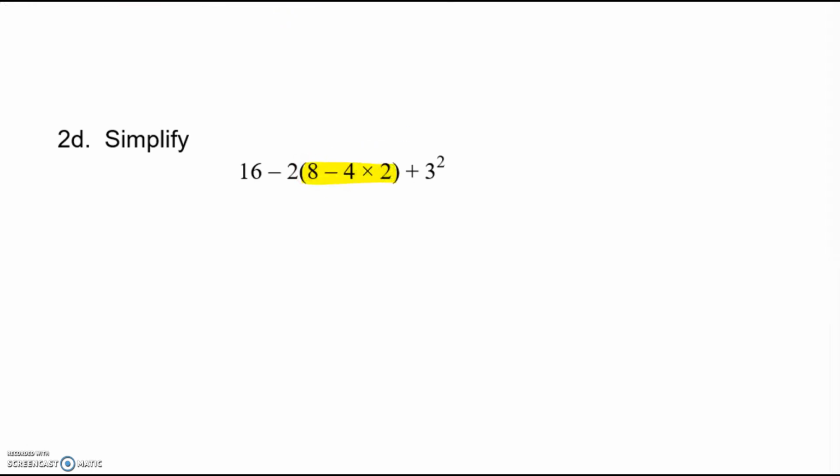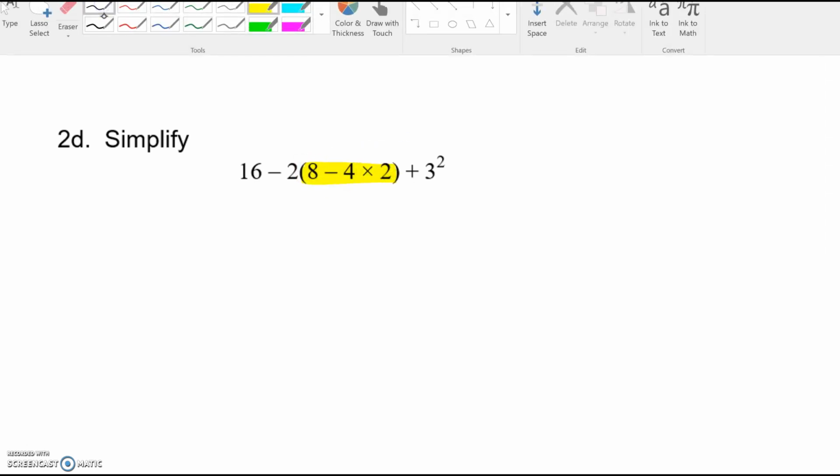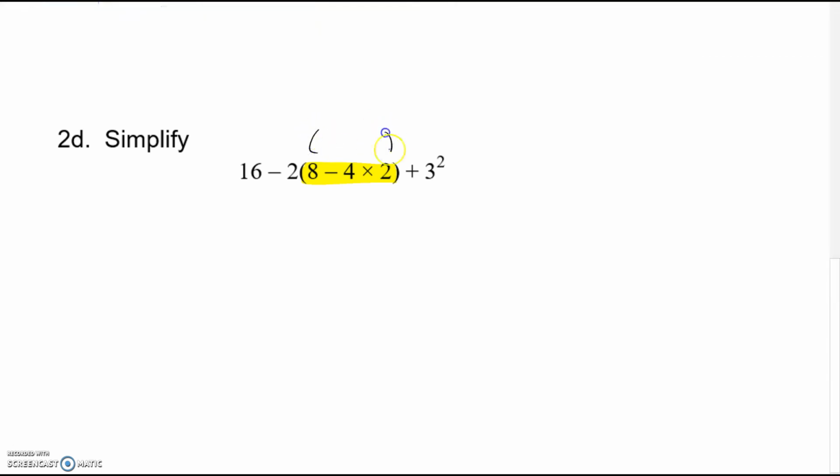And when I have parentheses, I'll go ahead and solve my entire parenthesis up top here. And say, all right, what do we have here? Well, we've got subtraction and multiplication, so let's multiply first. So 4 times 2 is 8. And 8 minus 8 is 0. So that's what's in our parenthesis there. And bring the rest down. So this is 16 minus 2 times 0 plus 3 to the second power.